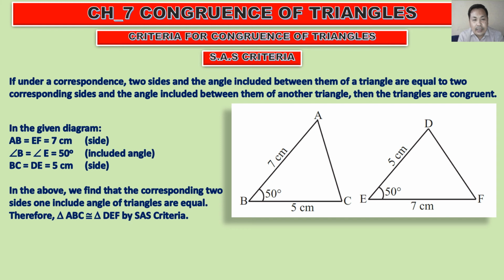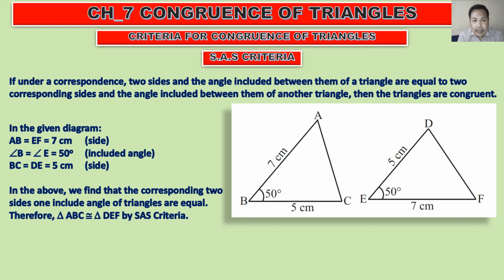SAS means side, angle, side. In this order I show you here: side, angle, side. If you find that two sides are equal and their included angles are the same, then you must remember that these two triangles are said to be congruent under the criteria called SAS criteria, side, angle, side. So this is the criteria.